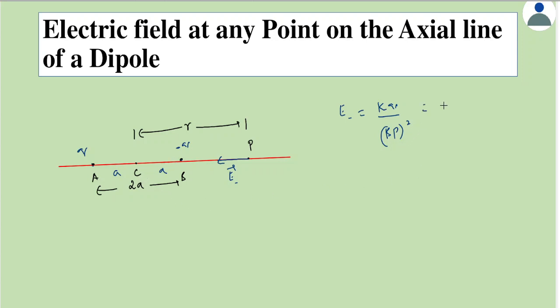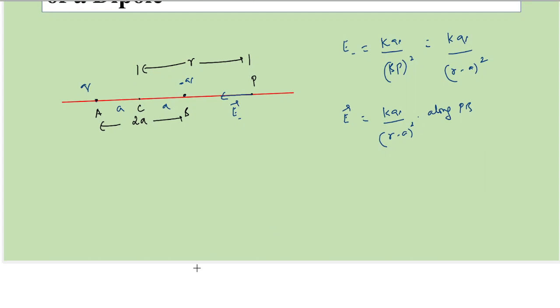So in this case, it is equal to KQ by BP, which is nothing but CP minus CB, that will be R minus A the whole square. Keep in mind that in case of electric field, we just write the charge magnitude in vector form. This E is equal to KQ by R minus A the whole square, along PB, is what we get. Now similarly, this is E minus.